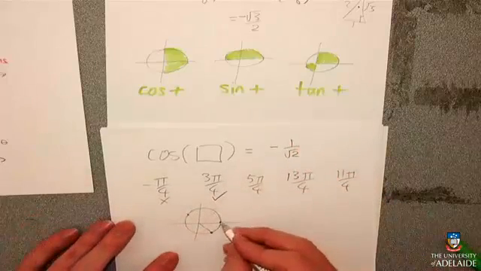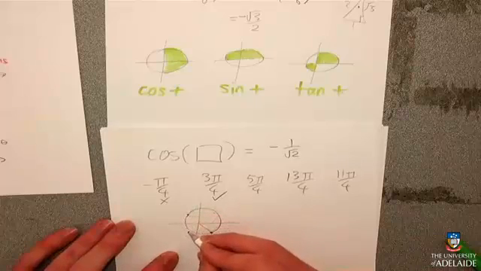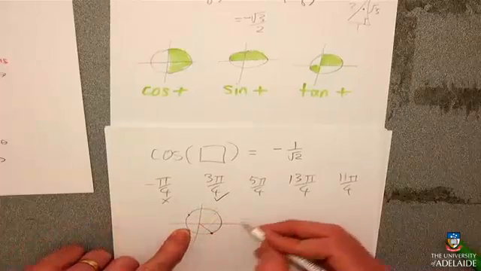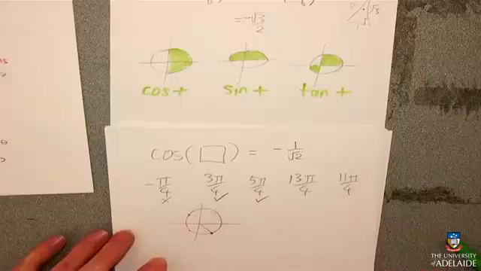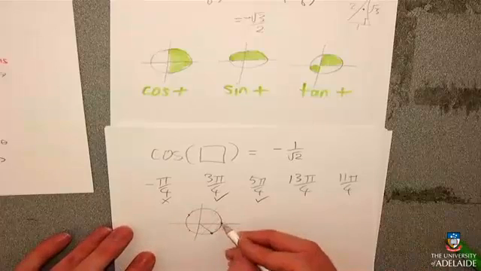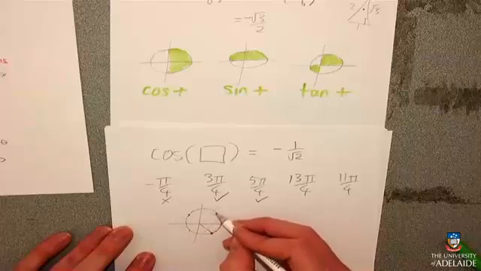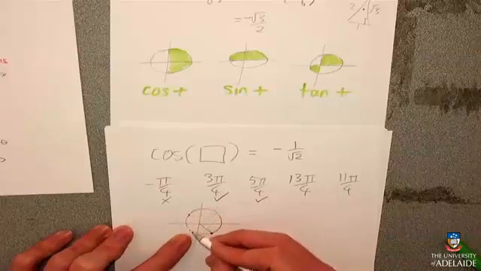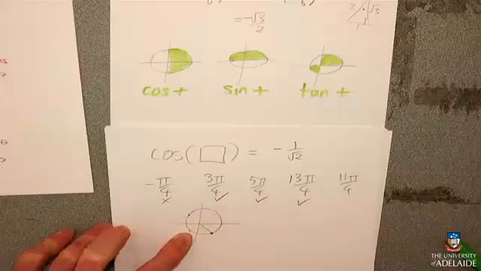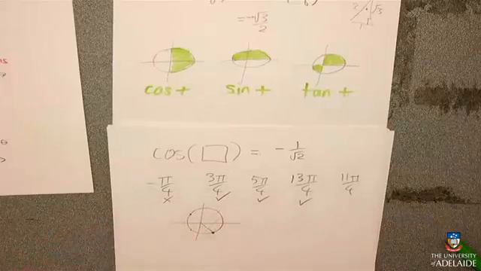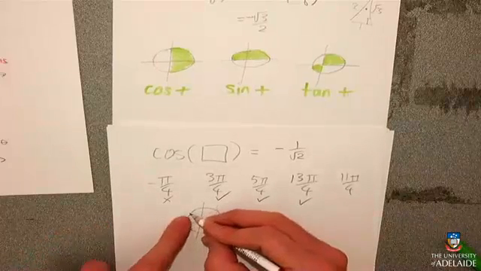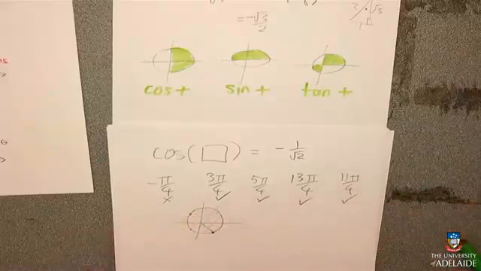5 pi on 4, 1, 2, 3, 4, 5 is there, which is on the negative side. 13 pi on 4, that's the one I did. I'm probably wrong. 1, 2, 3, 4, 5, 6, 7, 8, 9, 10, 11, 12, 13. Okay, yes, that's in the same spot as 5 pi on 4. And 11 pi on 4 would be 2 pi on 4 back from there. Beautiful. Right, good. Okay, I think we can do that.